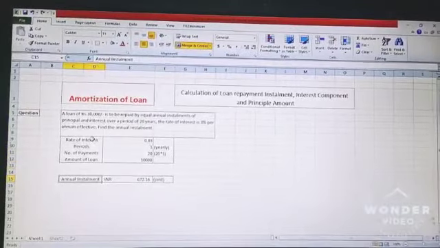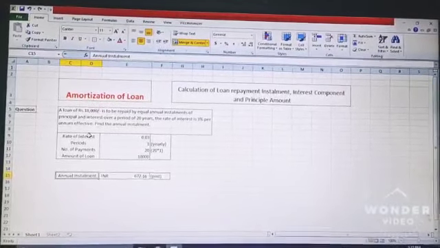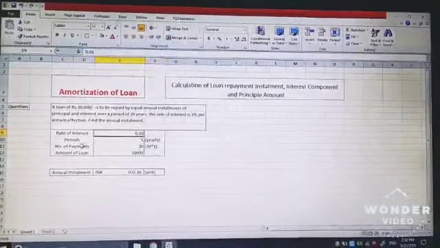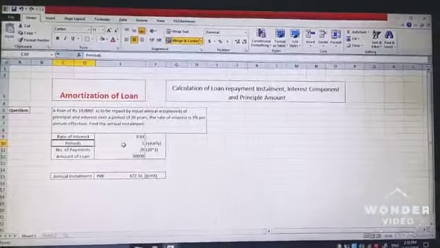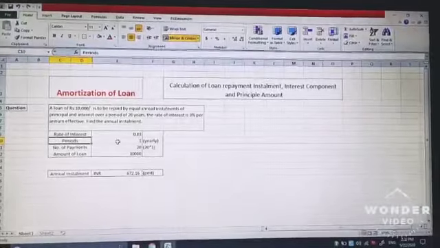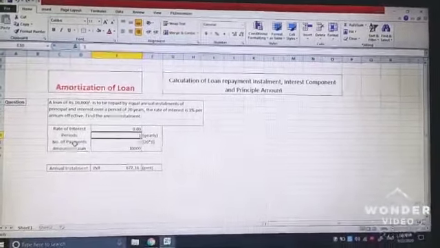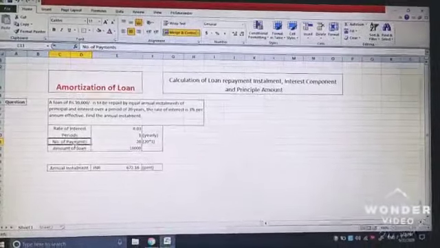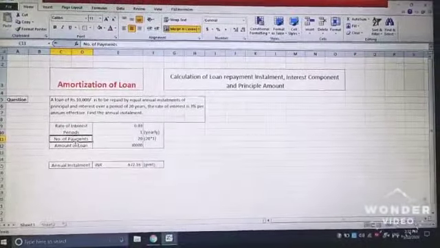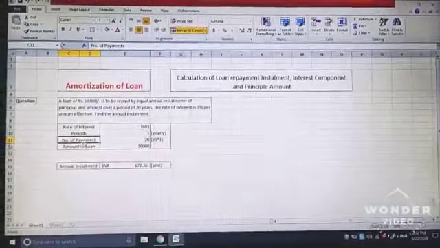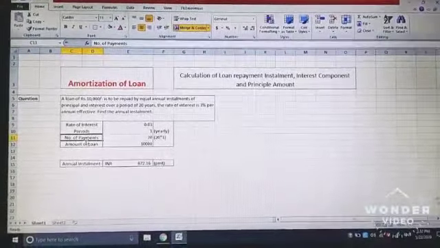Now first we'll just write down all the information that is given to us. Rate of interest 3% is given to us. Periods, we have, this is an annual installment, so the period is 1, and number of payments, as it is for 20 years, the number of payments are 20 payments, and the amount of loan is rupees 10,000.